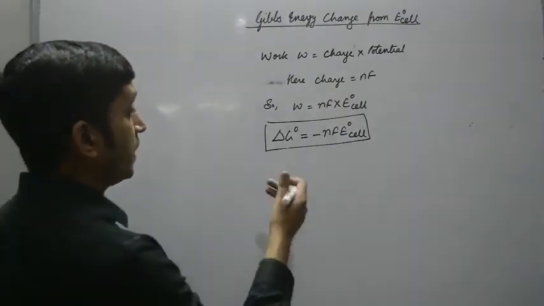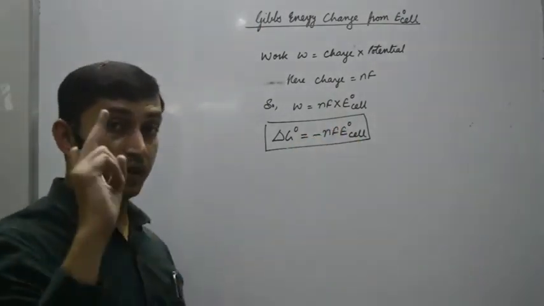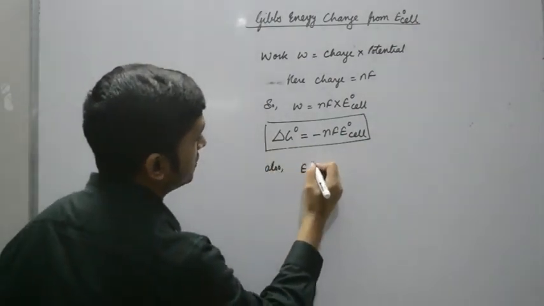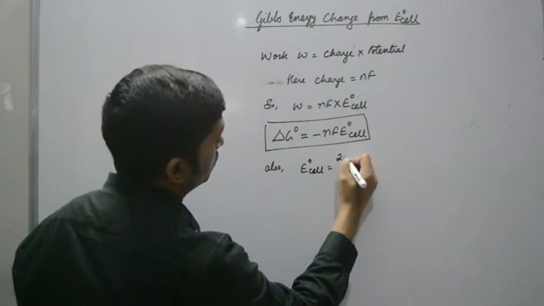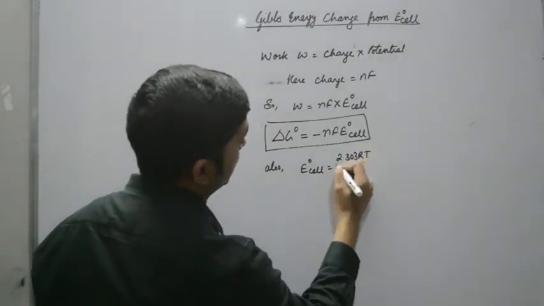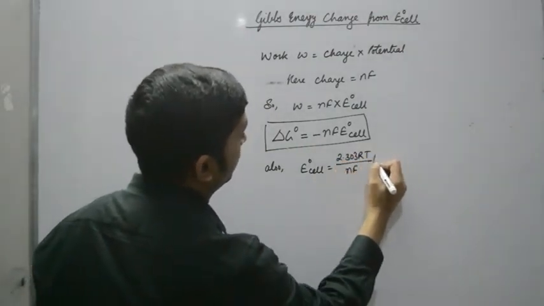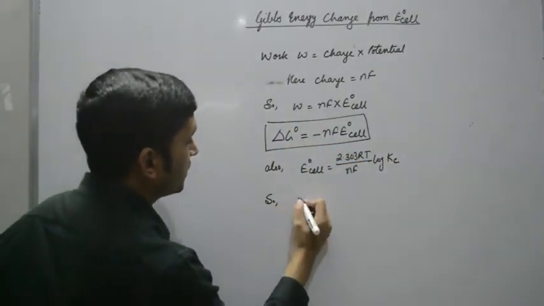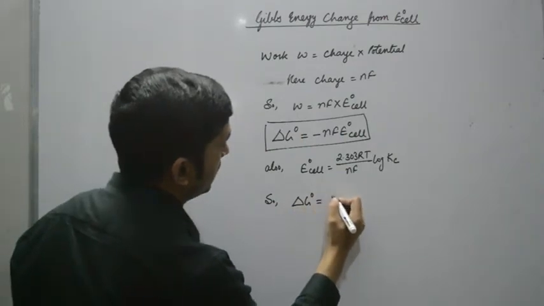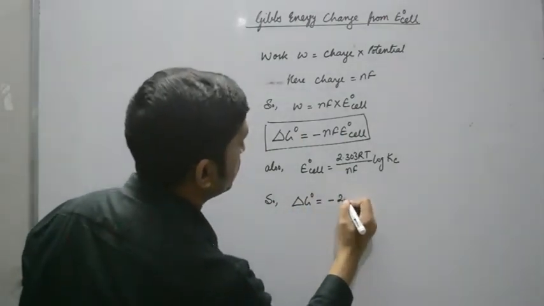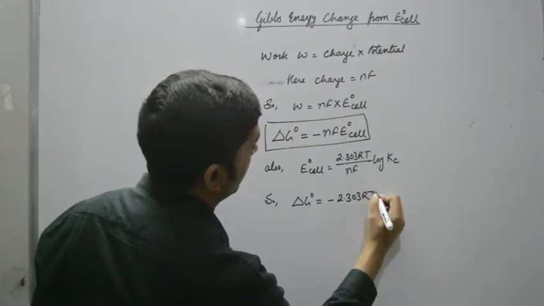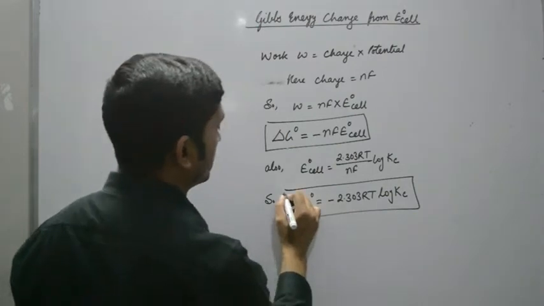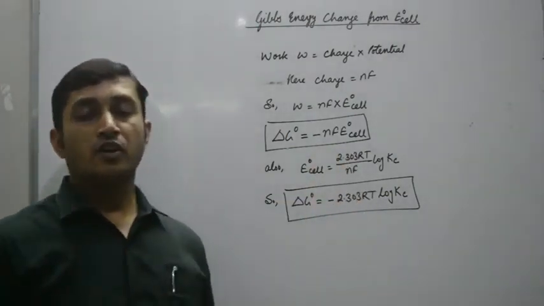If we use the value of standard cell potential from the equilibrium constant relation, we will get that E naught cell is equal to 2.303 RT upon NF log Kc. So on putting these values here, we will get that standard Gibbs energy change is equal to minus 2.303 RT log of Kc. So here is the relation between Gibbs energy change and the equilibrium constant.